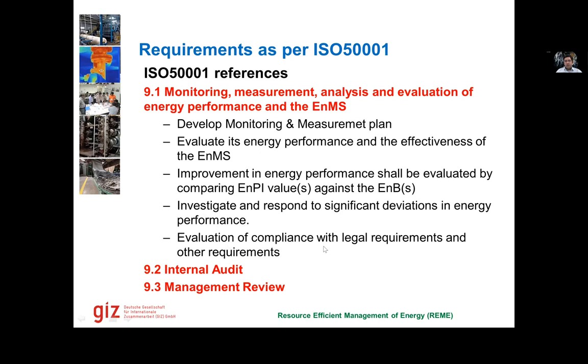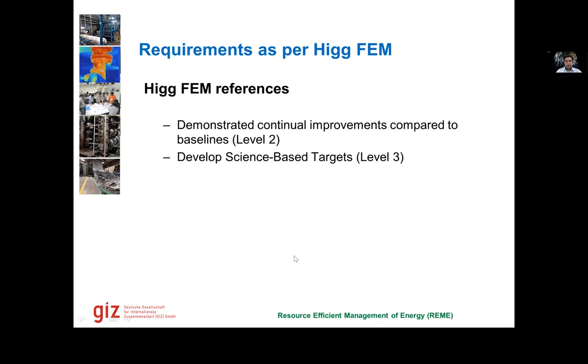Then evaluation of compliance with legal requirements and other requirements. So if there were any legal issues, for example, any notices from the Environment Protection Agency, have we already completed those or not? Then in 9.2, it requires conducting an internal audit of the energy management system. And in 9.3, it requires a management review.